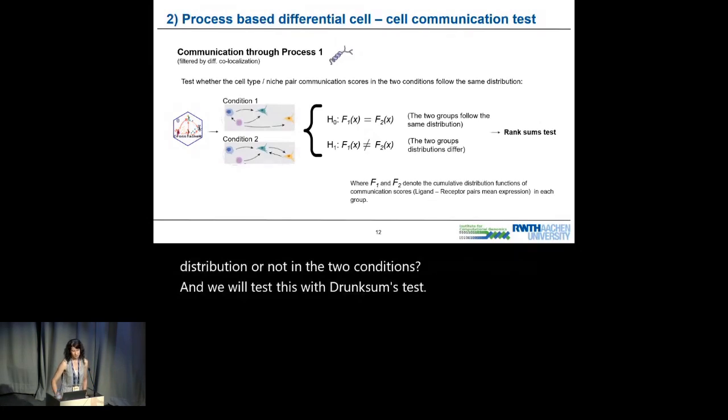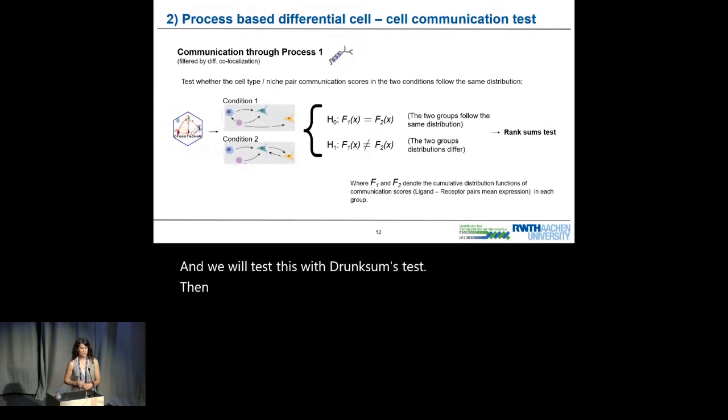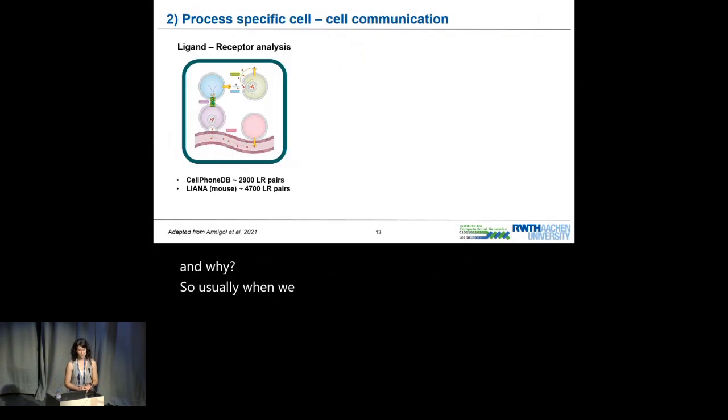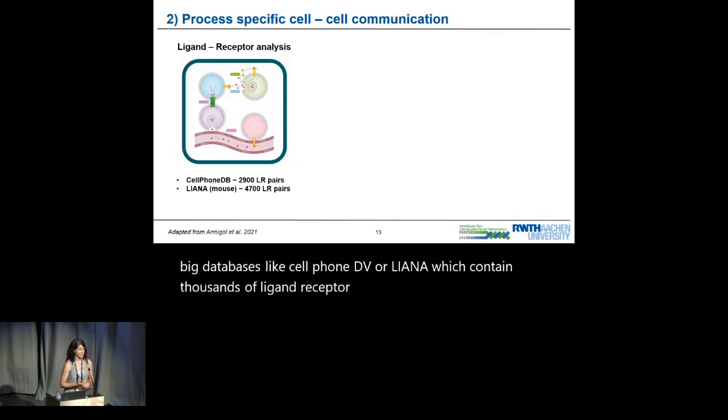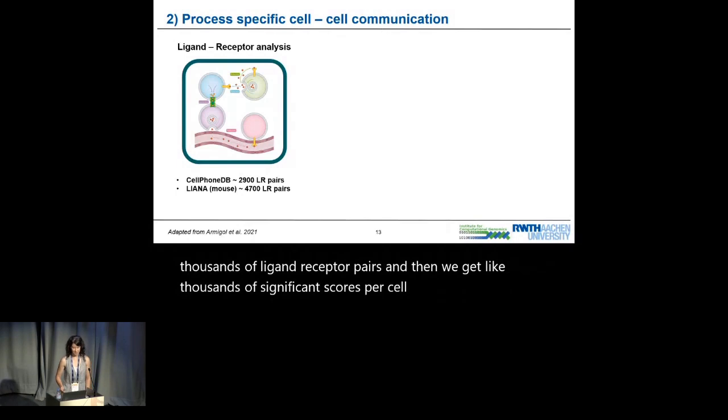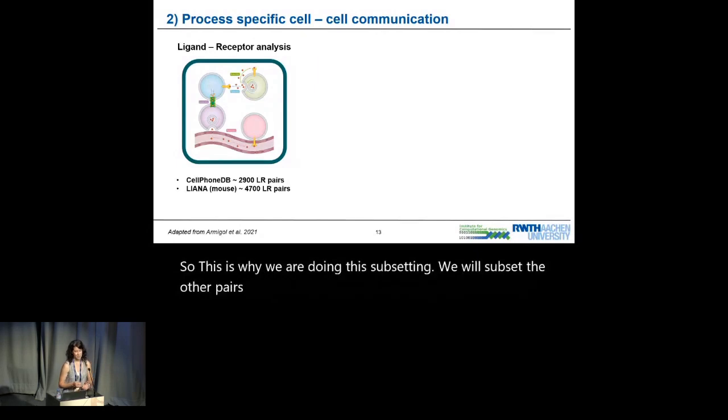Then how are we doing the process-based communication and why? So usually when we have ligand-receptor analysis, we use very big databases like CellPhoneDB or LIANA, which contain thousands of ligand-receptor pairs. And then we get thousands of significant scores per cell type pair, which makes this hard to interpret. So this is why we are doing the subsetting. We will subset the LR pairs depending on the processes they participate in.